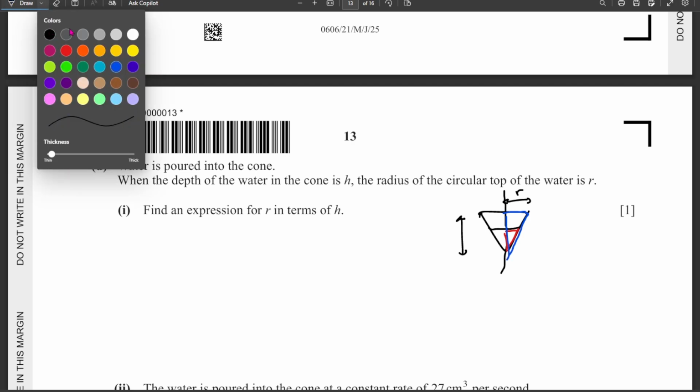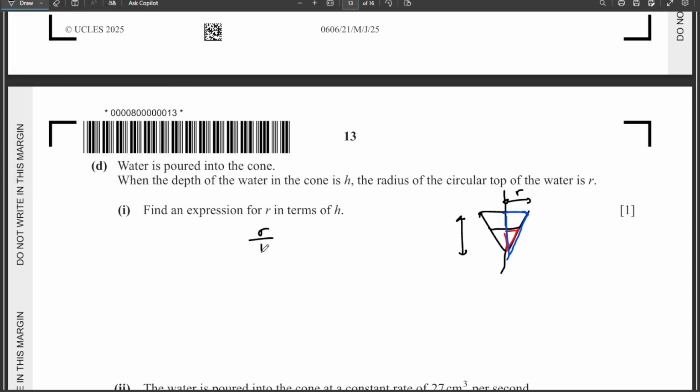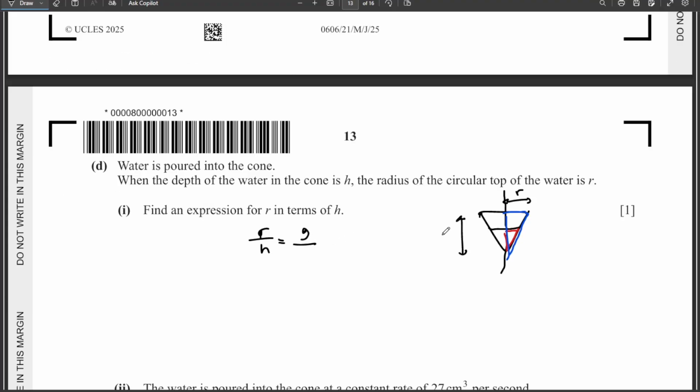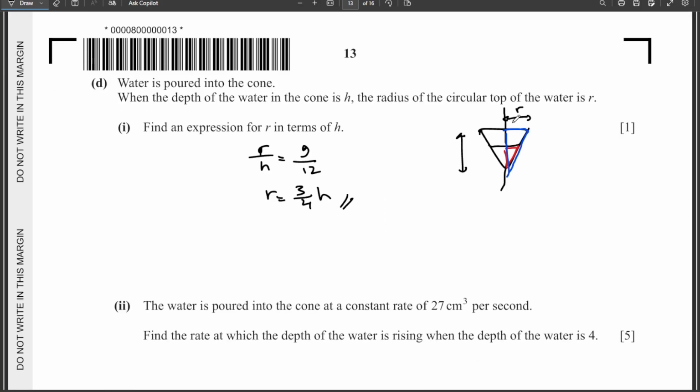So we know that r over h is a ratio which is constant because it's the same triangle. We know the full radius is 9 and the full height is 12, right? So r will be 3 over 4 of h from the ratio that we can construct here.